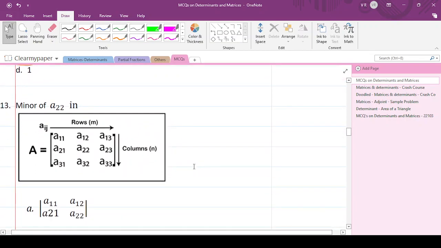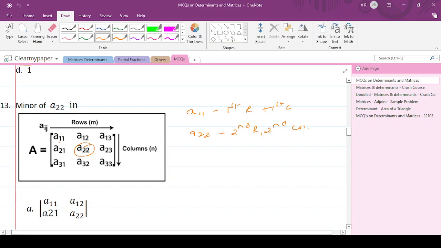Minor of an element. Okay, we have a given matrix where they have given in terms of subscripts. If you remember, the first subscript is the row. If I say A11, it's the first row and first column combination, that is this. So we're asking the minor of element A22. So A22 means this element over here. So that means second row and second column. What is the element? So whatever this element is, what is the minor of that?